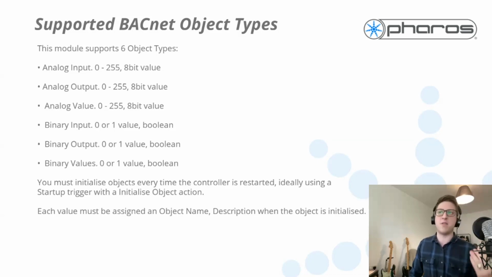And then again, we have a binary input, binary output, and binary value. Again, these are on, off, true, false, 0, 1 type of values.